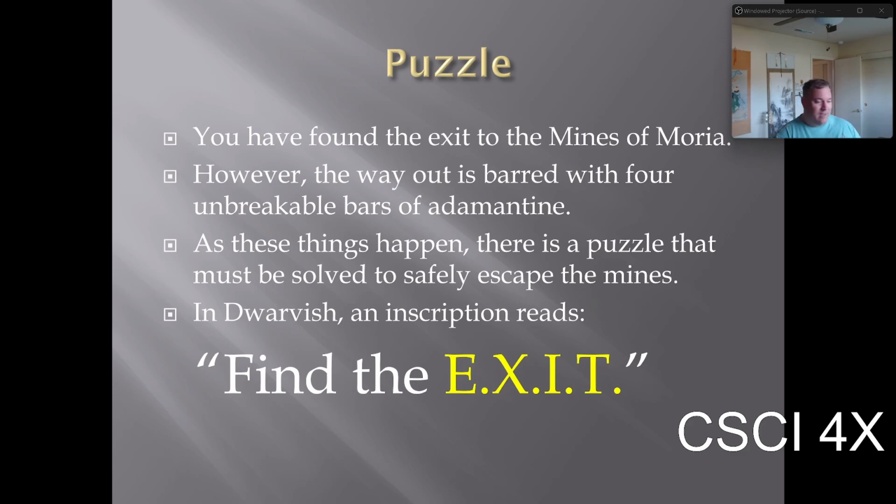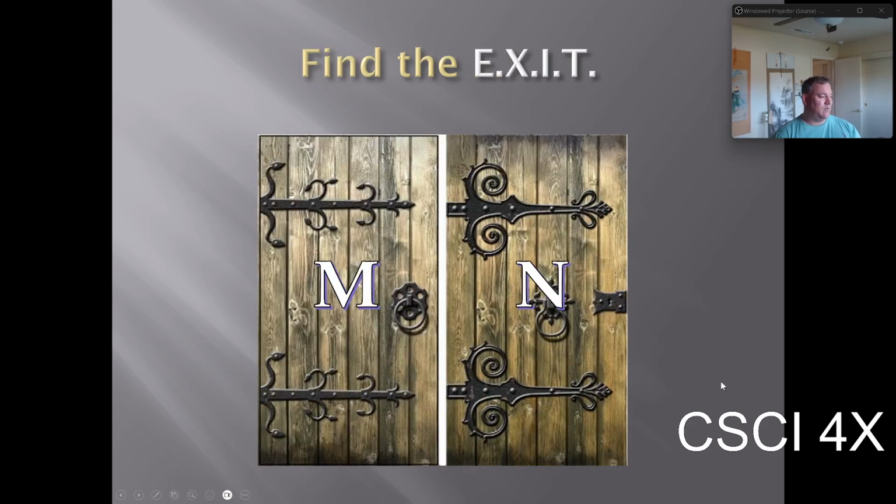All right, so Marsh, you're up first. You're in a dungeon, and in Dwarvish it says you must find the EXIT, all right? And in front of you are two doors. One of the doors says N, and the other door says M. Do you take the left door, or do you take the right door? Which one do you take? The M door, all right?